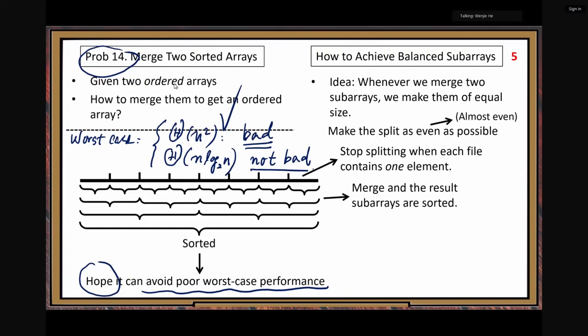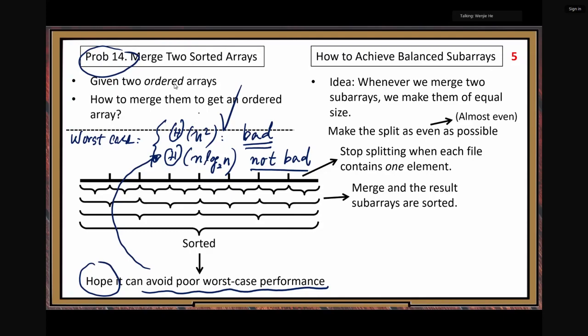Not bad. Okay. So our merge sort, we will have this case. Later you will see. After merge sort, we will learn quick sort.